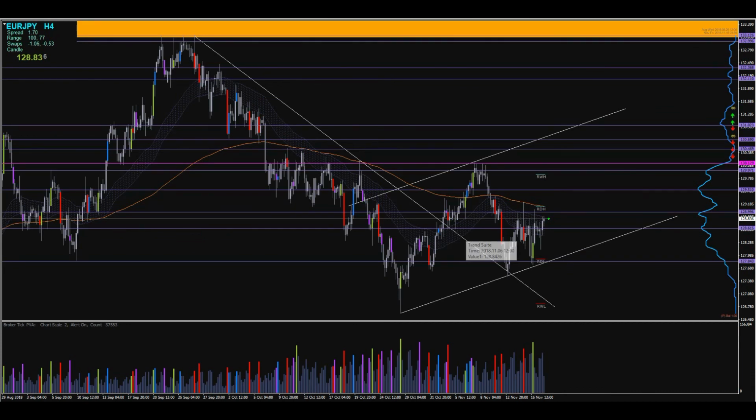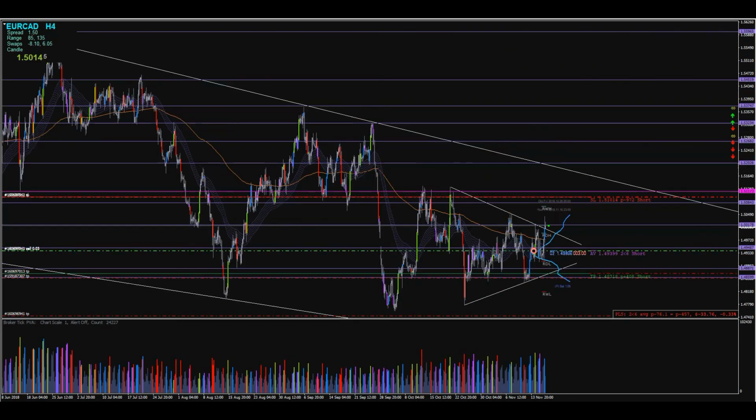This is the Euro Yen. Euro Yen, we had this downtrend, which was then broken, retested, and we have this nice consolidation while the volume is moving up here on the bottom. So we could have bullish volume, and I will be looking for the long trade here, which in this channel would be a nice trade.